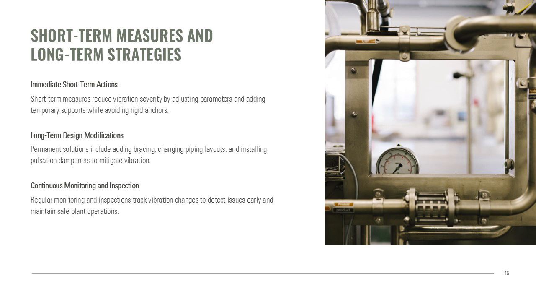For long-term mitigation, engineers should consider design modifications such as adding permanent bracing, changing piping configurations, or installing pulsation dampeners. Continuous monitoring is vital because vibration behavior often changes with operating conditions. Routine visual inspections and periodic measurements should be scheduled to track amplitude, frequency, and pattern variations. By maintaining an ongoing review process, plants can detect emerging issues early and prevent failures, ensuring safe and reliable operation throughout the equipment lifecycle.